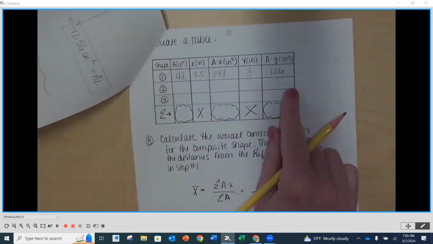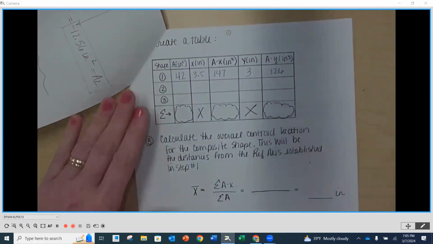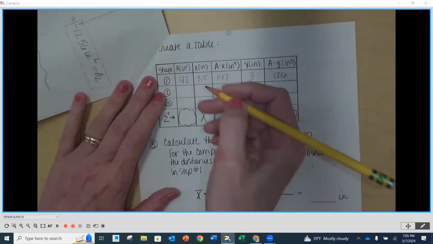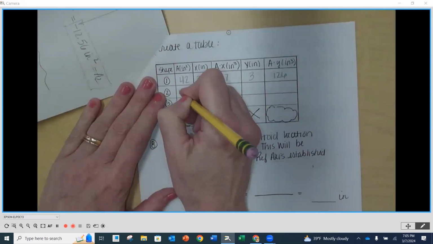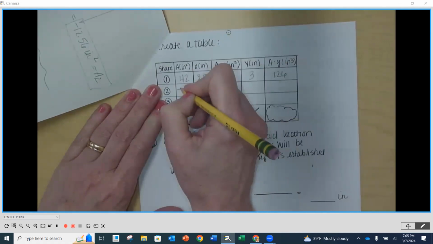All right, so now you want to do that same thing for shape number 2 and shape number 3. So I'll let you fill that in and we can compare. Don't forget for shape number 2, that's a negative value.